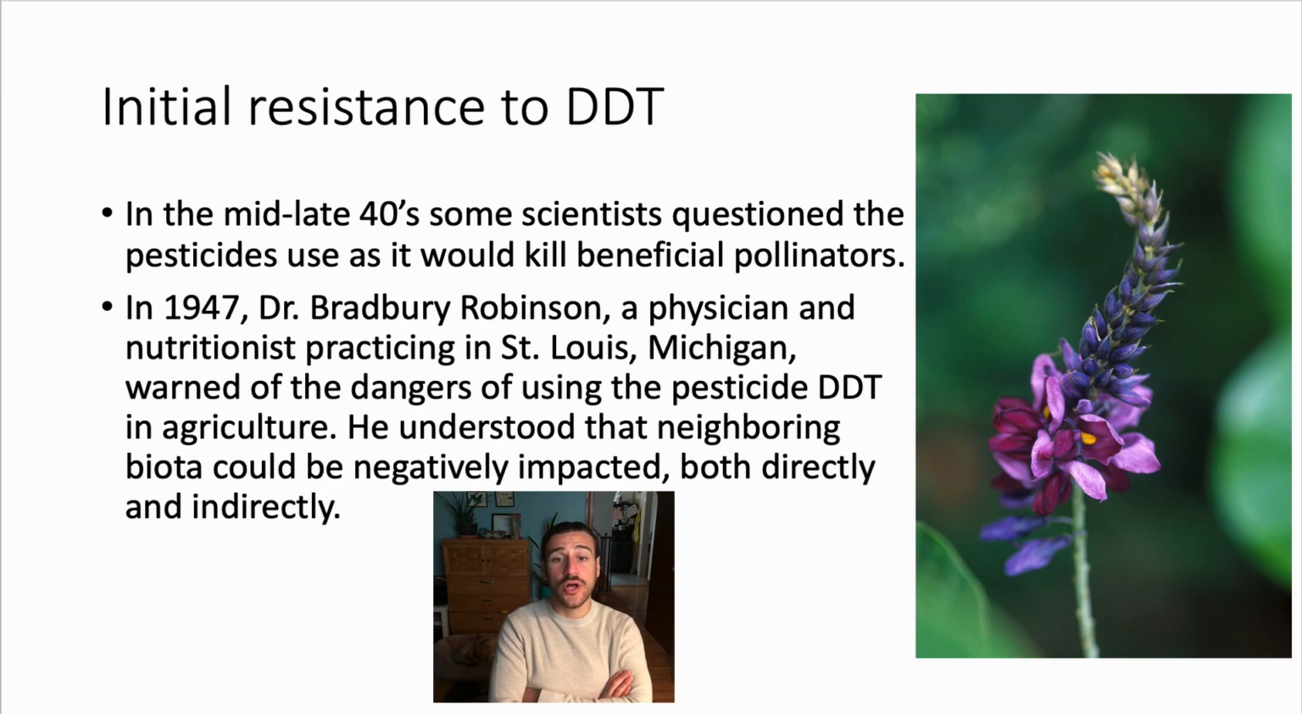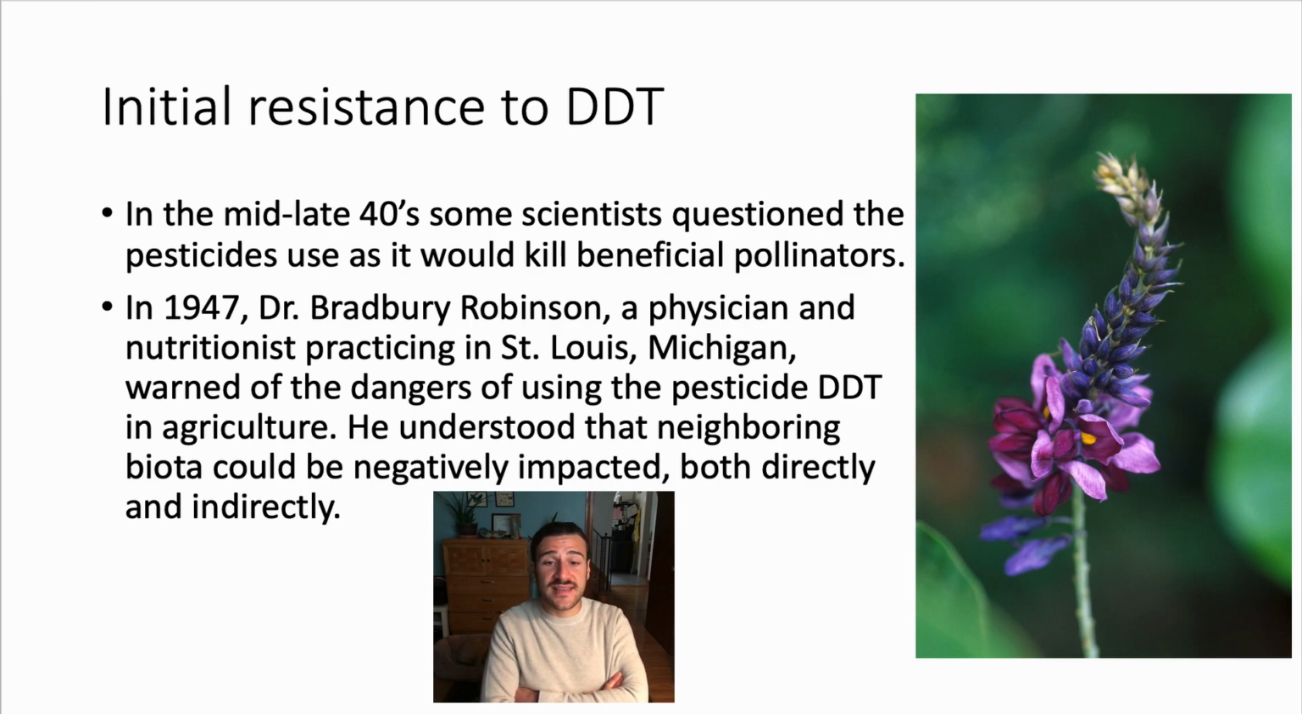Now, there was an initial resistance to DDT, not like chemical resistance, but like social resistance, as some researchers spoke their mind and said, hey, you can't just be spraying this stuff everywhere. We don't know enough about it. In the mid 40s, some scientists questioned the pesticide, as it would probably kill beneficial pollinators. Many crops that we utilize still require pollination. So how is this DDT molecule that is a broad range pesticide going to not kill beneficial insects?